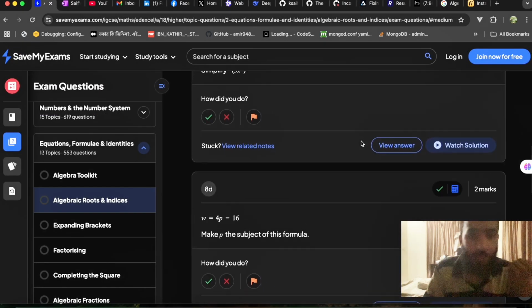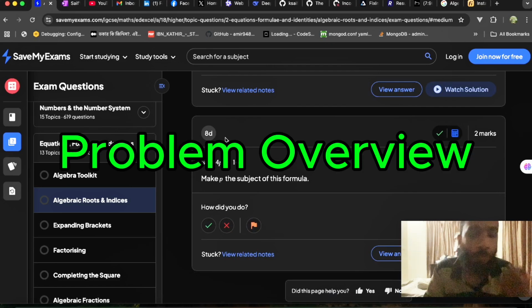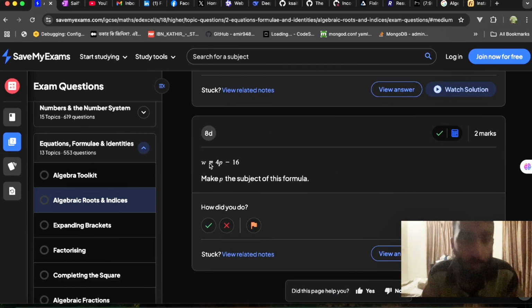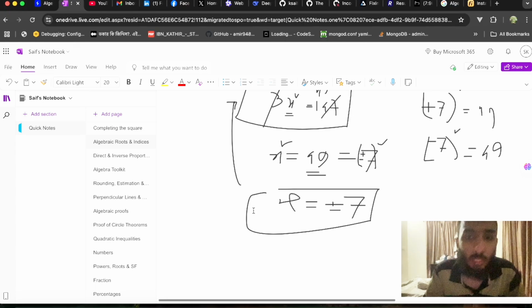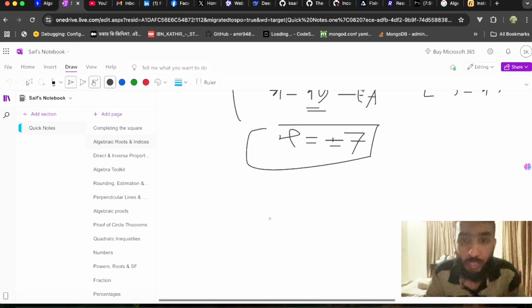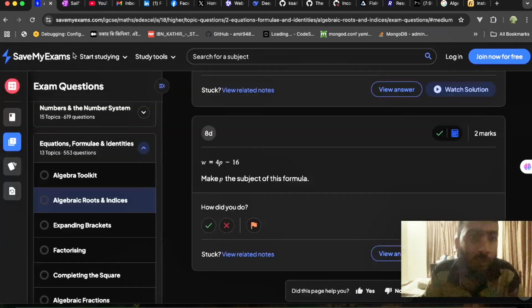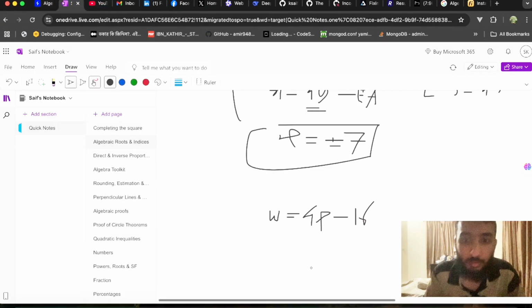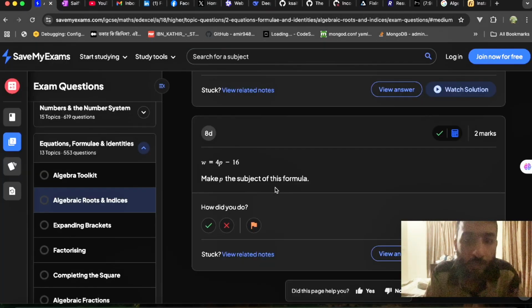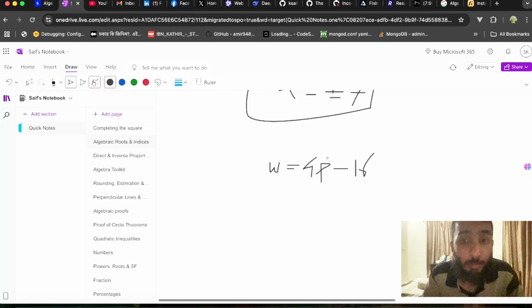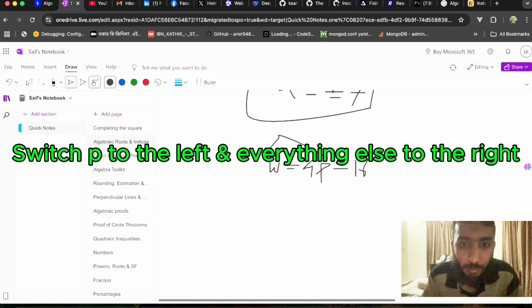Now if I focus on problem 8d, the fourth part of problem 8, it has this expression w equals 4p minus 16. So you have to make p the subject of this formula. There are two variables here, w and p. So the equation given is w equals 4p minus 16. If you have to make p the subject of this formula, you have to transfer p to the position of w.